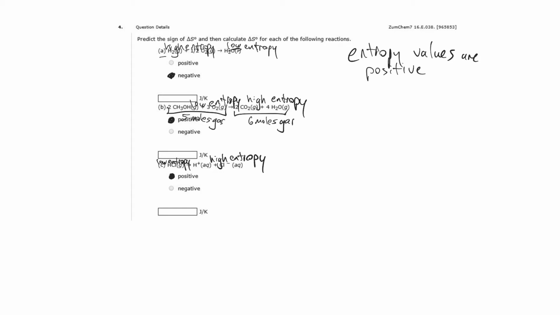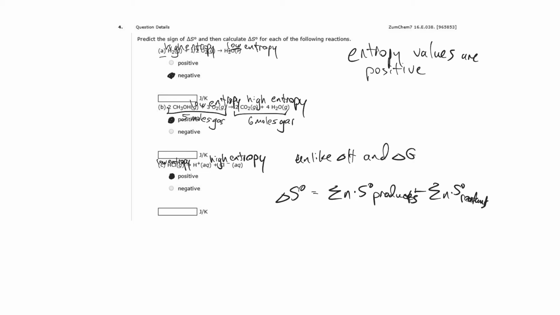Now we can verify all of that using the equation delta S standard equals the sum of the standard entropy values for the products minus the sum of the standard entropy values for the reactants. Unlike delta H, and as we'll come to learn delta G soon, elements and diatomic molecules do have non-zero standard entropy values. So if you look up in Appendix 4 the values for standard entropy for both elements and diatomic molecules, you'll see that there is a number, but if you read across that row, it's a 0 for delta H and a 0 for delta G.